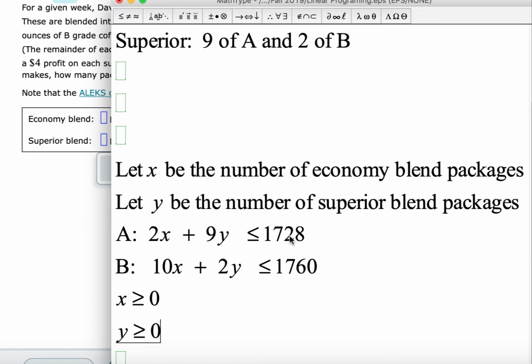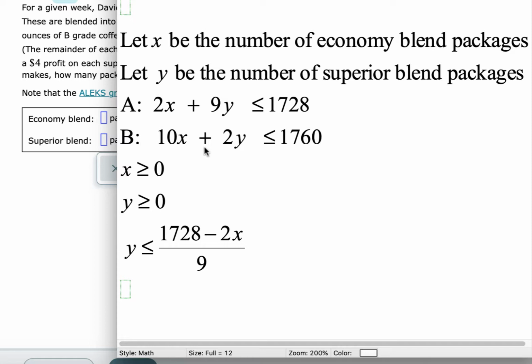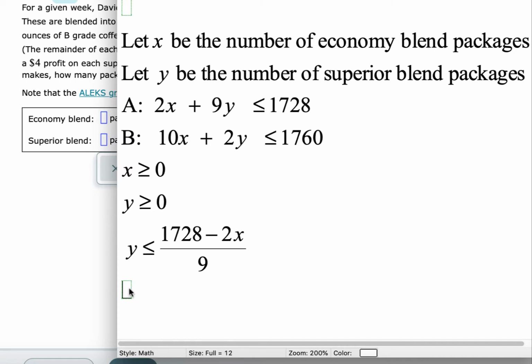We're going to solve for Y in the first inequality, so I'm going to subtract 2x and divide by 9. In the second inequality, we're going to subtract the 10x and then divide by 2. And that will leave us with 1760 minus 10x, divided by 2. And then we'll use the graphing calculator to graph those and see the points of intersection, and then we'll go back to the part that I had erased earlier, which was our profit information, because I didn't write down anything yet, to find the answer to the problem. So let's first graph it to find the region.